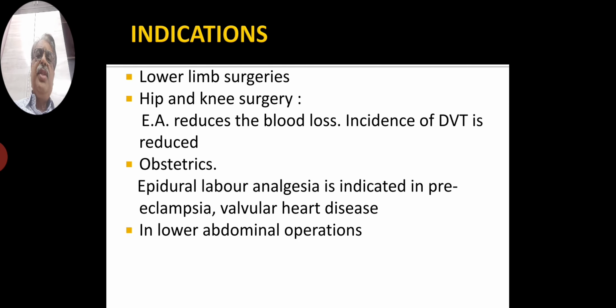Now we will see the indications of epidural block: for all lower limb surgeries, hip and knee surgeries. Epidural anesthesia reduces blood loss. It will reduce the incidence of DVT. It is used in obstetric patients. Labor analgesia is indicated in preeclampsia, valvular heart disease, and in lower abdominal operations.